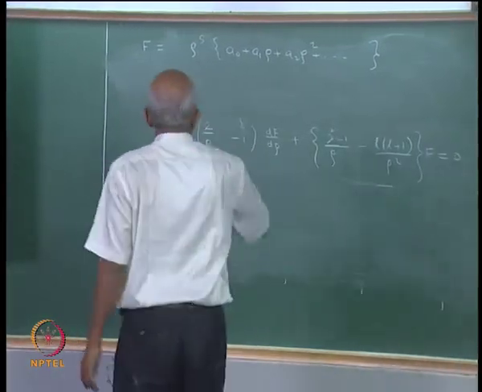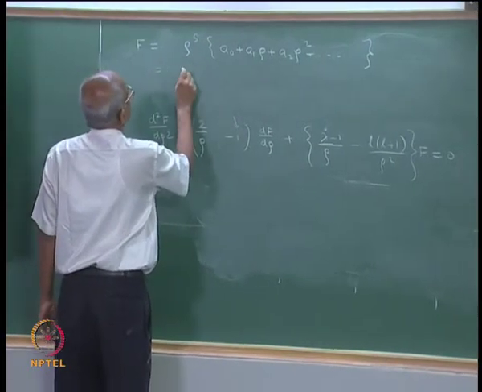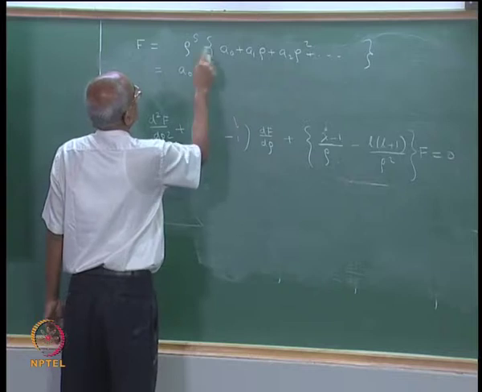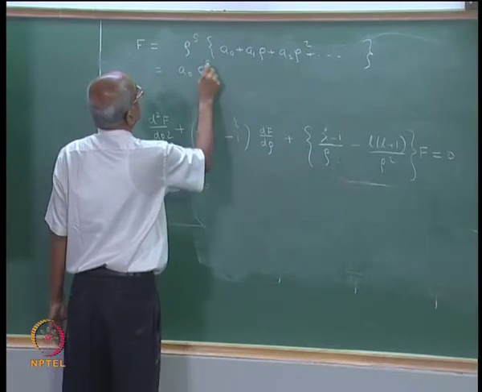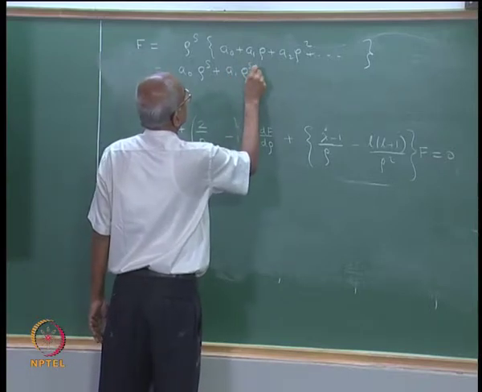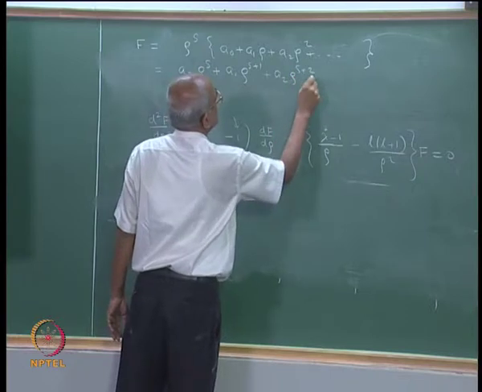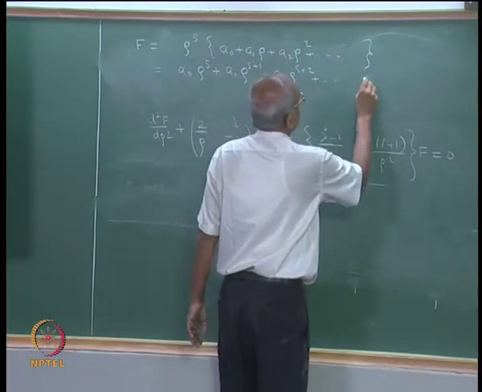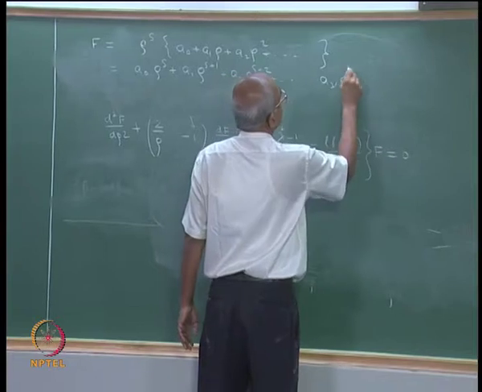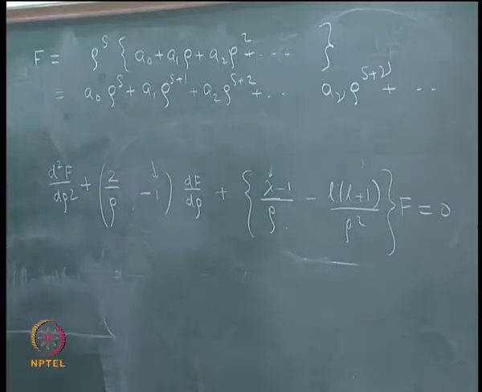But anyway, this is what we will do, and therefore what will happen? I will write this as A0, I can take this inside, rho to the power of s plus A1 rho to the power of s plus 1 plus A2 rho to the power of s plus 2 plus etcetera, A nu rho to the power of s plus nu. This is what we will write.